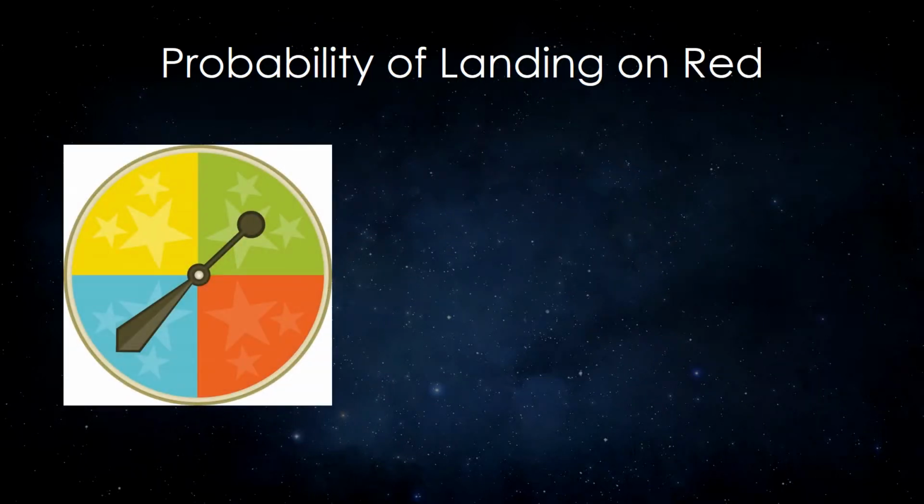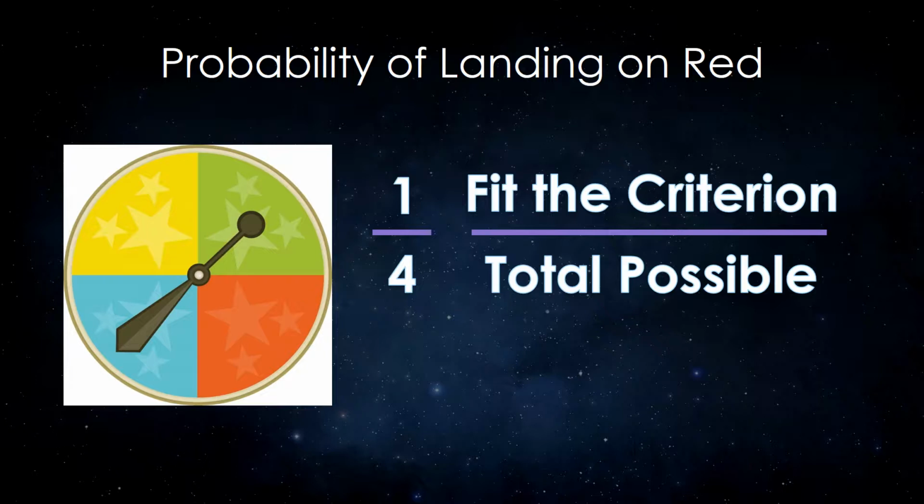Since this spinner contains only 4 possible outcomes, yellow, green, red, and blue, the probability of the spinner landing on any one of them, say red for example, is 1/4. The 4 on the bottom means there are 4 possible outcomes. The 1 on top means there is only one outcome that is red. The probability would be the same for yellow, green, and blue as well.